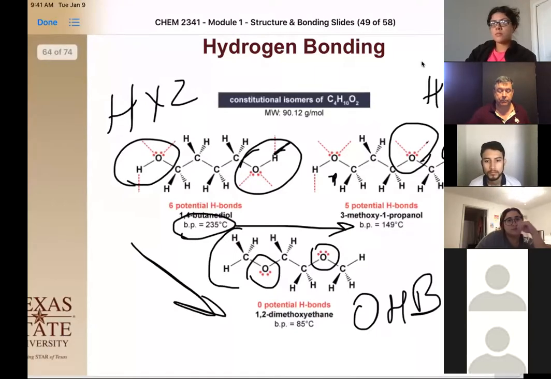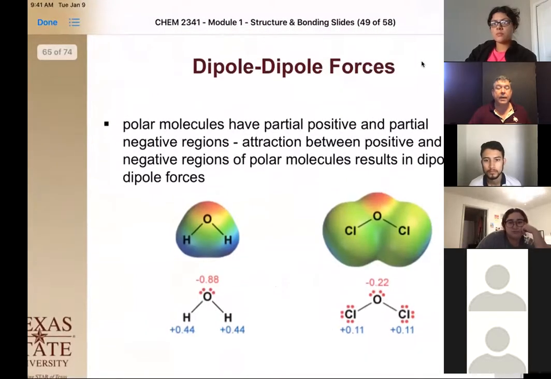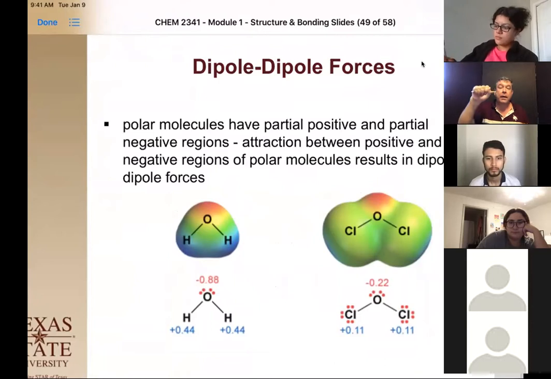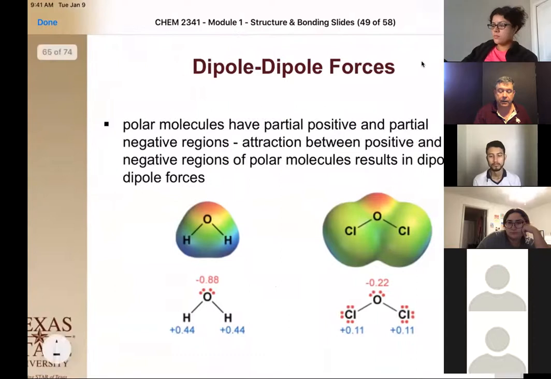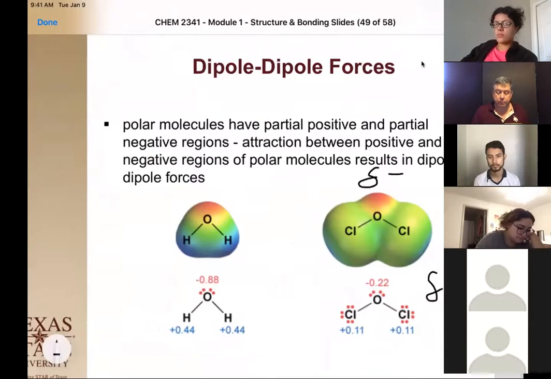Okay. All right, well, that leads us to the next one. So we have ion dipole, and hydrogen bonding. The next most strong force we have is what we call dipole-dipole forces. So basically, this partially negative side of the molecule is attracted to the partially positive side of the molecule. And so they are loosely attracted to each other, and more so than in a van der Waals, but not as strong as if it was hydrogen bonding.